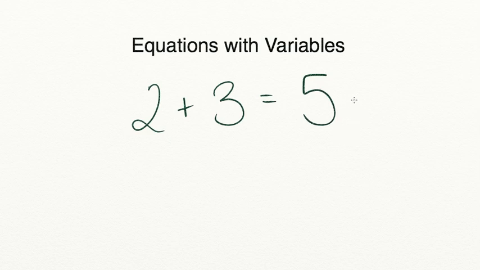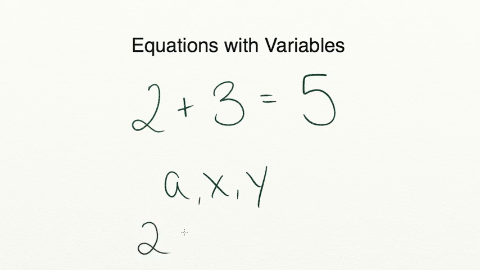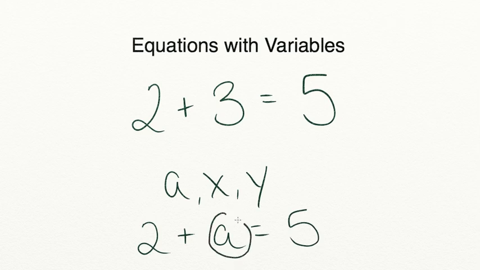An equation is the same thing as a number sentence. So if I was to write 2 plus 3 equals 5, this entire number sentence is an equation because it has numbers on both sides of an equal sign. Now, a variable is used to represent a number, but it represents it using a letter. So you might see it as A, X, Y, or any of the other letters in our alphabet. So you might see an equation with a variable written as 2 plus A equals 5. And we're going to learn how to solve for this letter A today.